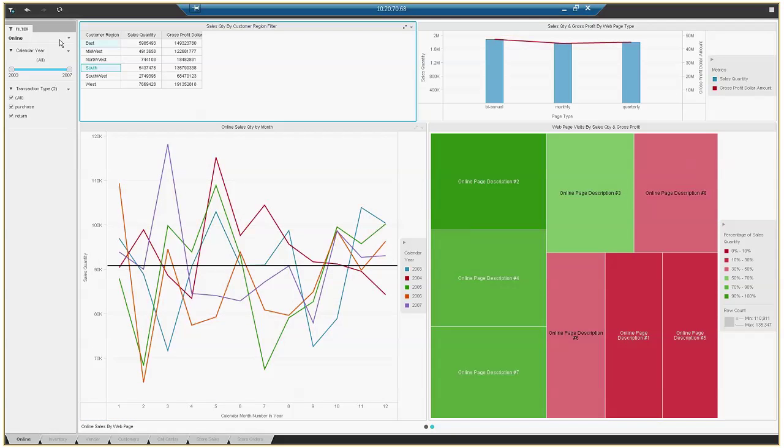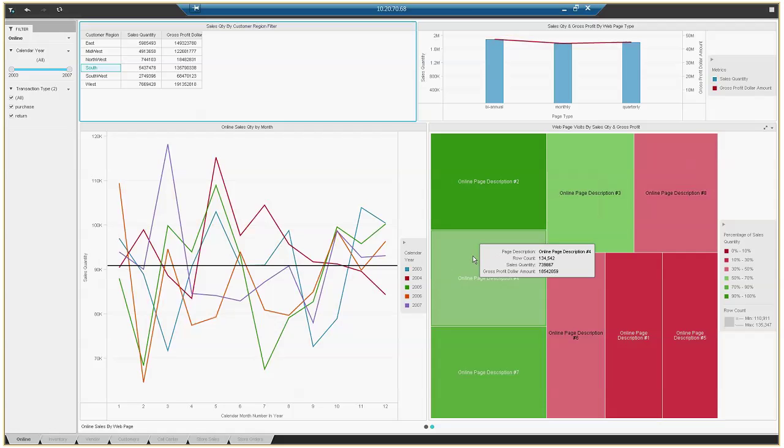Just like I had before, I can easily filter by year or transaction type or by the customer region. On the lower right-hand side here, we have a visual called a heat map, and what's nice about this is you can see very quickly there, we're looking at the size of each one of these boxes, or in this case a web page, reflects the number of hits that we have, and then also the color reflects the percentage of sales quantity.